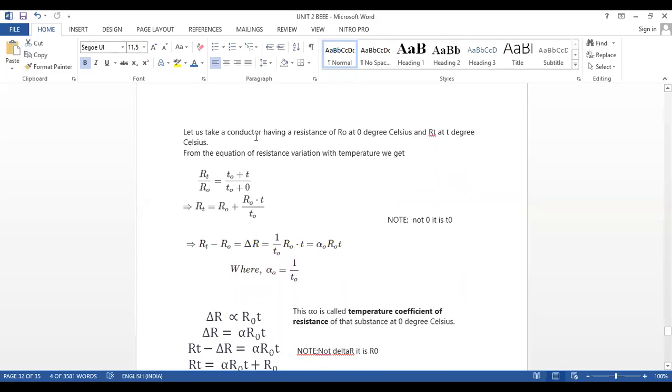Let us take a conductor. Every conductor has a resistance, having a resistance of R0. All of you, the letters are visible, no? Can anyone confirm? Yes, sir. Yes, this derivation is very important.